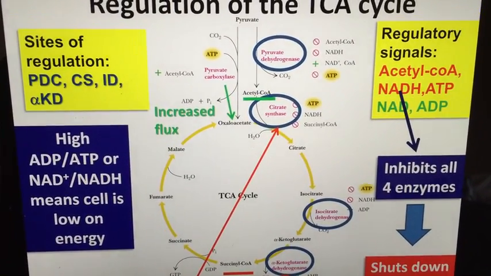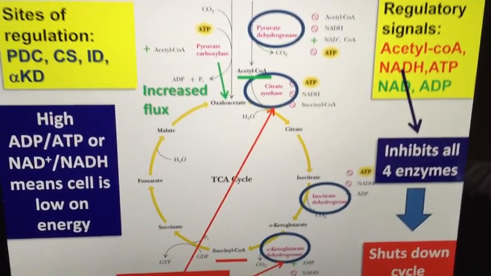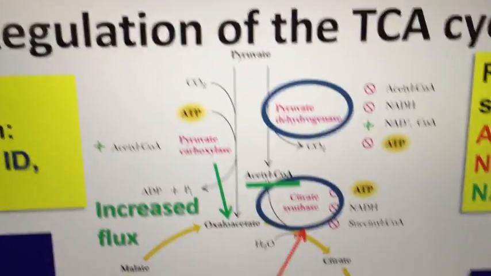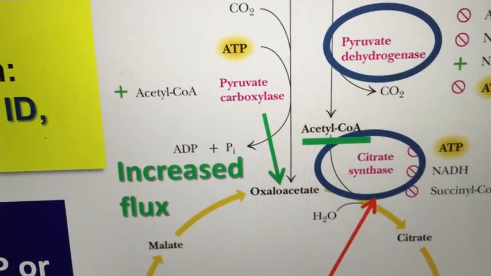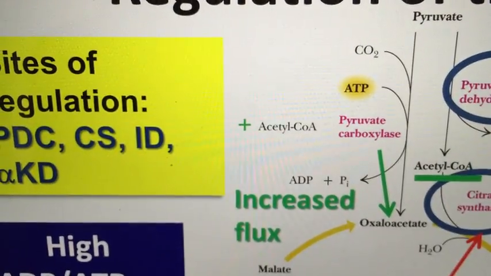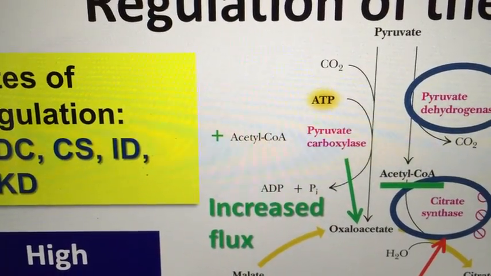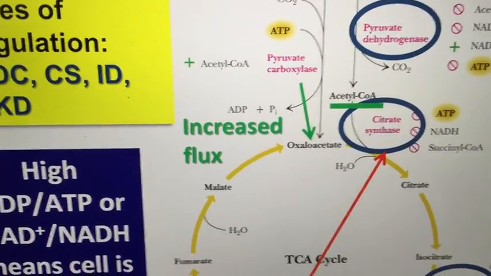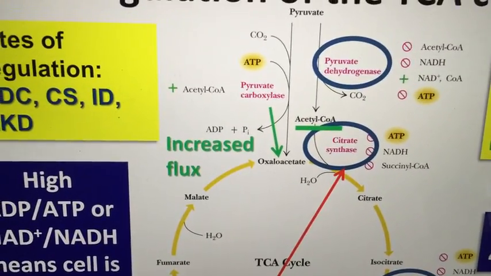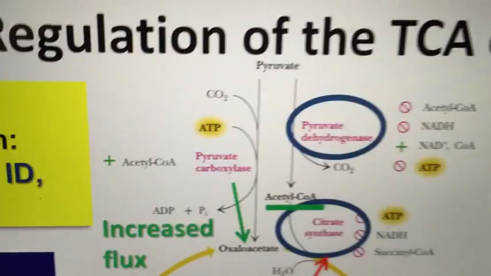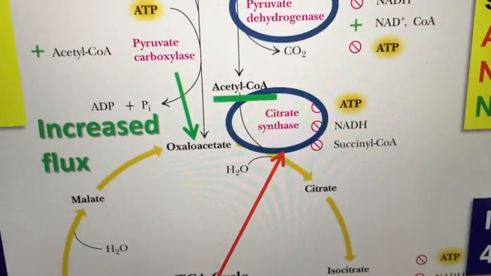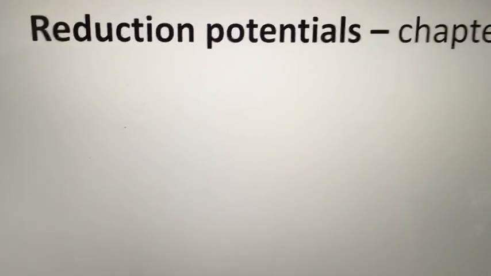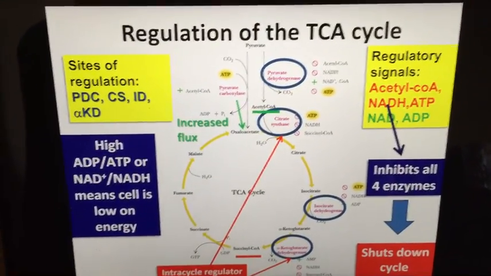Pyruvate carboxylase, however, is stimulated by acetyl-CoA. So while acetyl-CoA inhibits pyruvate dehydrogenase, because if there's lots of acetyl-CoA, we don't want more acetyl-CoA to be formed, acetyl-CoA promotes the enzyme activity of pyruvate carboxylase. Now remember, pyruvate carboxylase forms oxaloacetate in an anaplerotic reaction. So when there's lots of acetyl-CoA, we need to produce more oxaloacetate so that oxaloacetate can combine with acetyl-CoA to form citrate. And so acetyl-CoA is an upregulator of pyruvate carboxylase. Right, and that's the end of the citric acid cycle.